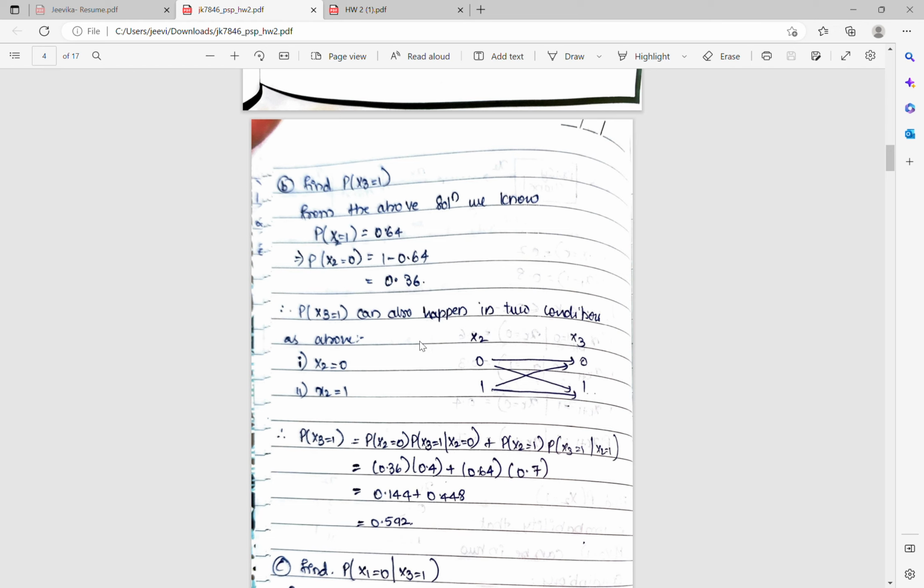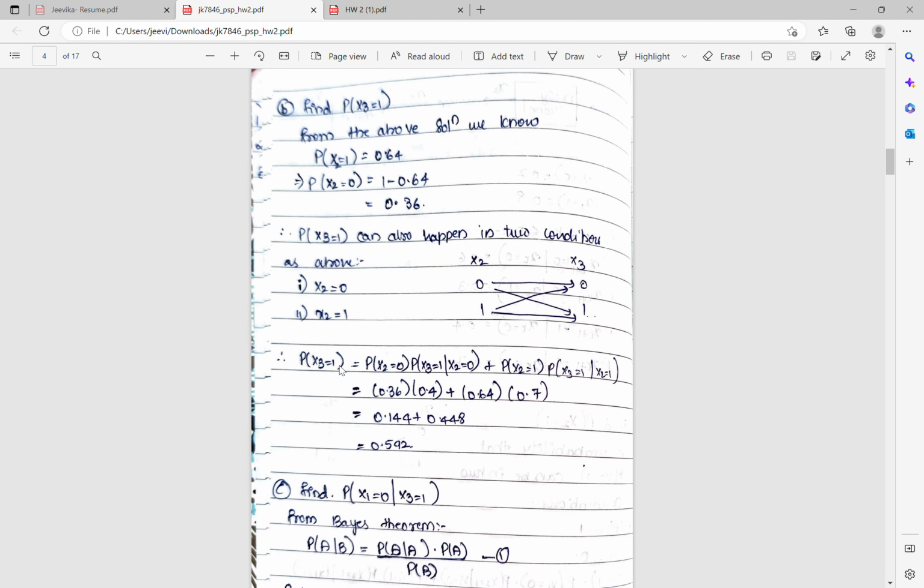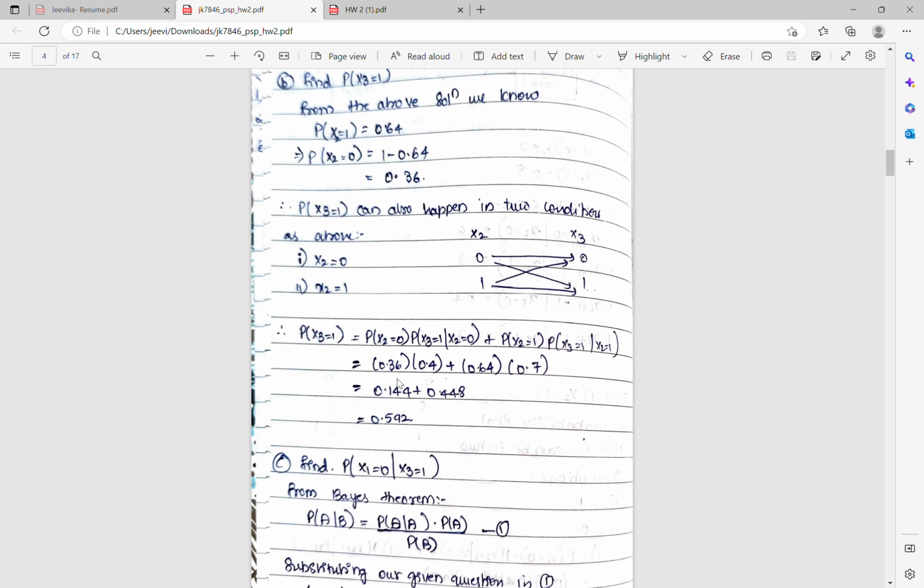Now the probability that X3 is equal to 1, that is this one, will happen in two conditions, that is when X2 is 0 and when X2 is 1. Now let's calculate P of X3 equal to 1, which is equal to P of X2 equal to 0 times P of X3 equal to 1 given X2 is 0, that is this condition, plus P of X2 equal to 1 times P of X3 equal to 1 given X2 equal to 1, that is this condition. Now when we substitute all the values, that is X2 equal to 0 is 0.36, which we calculated from here, times 0.4, which is given above, plus X2 equal to 1 is 0.64 times 0.7, that will give you an output value of 0.592.